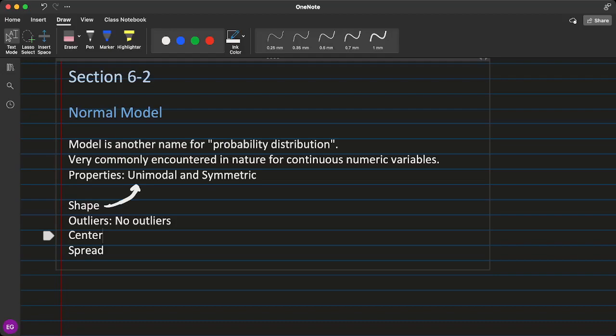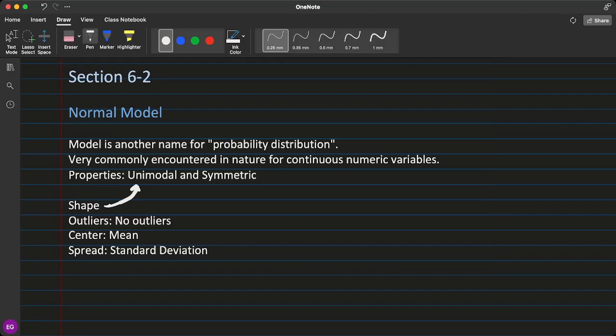So let's talk about center and spread now. You might recall from chapter 2 that if you're dealing with a unimodal and symmetric distribution, you want the center to be measured by the mean, and you want the spread to be measured by the standard deviation. We have two special symbols for these. For the mean, we use the Greek symbol mu, sort of like the Pokemon. And for standard deviation, we use sigma.